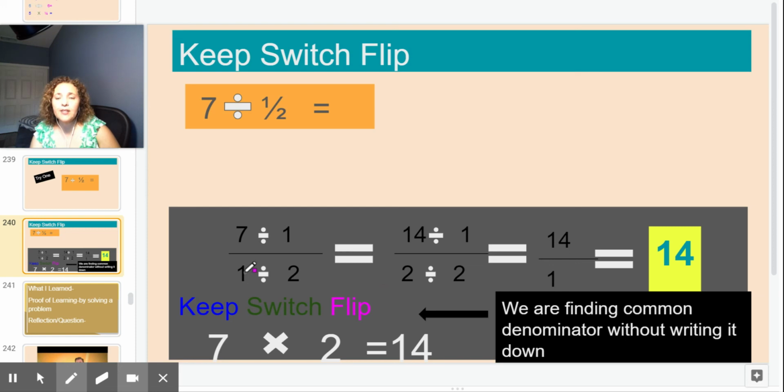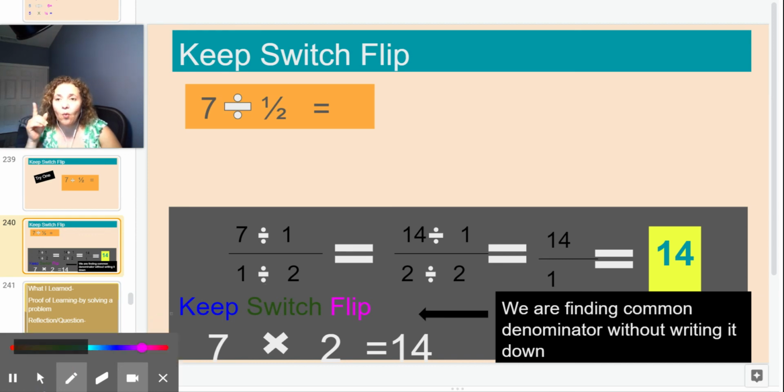2 times 1 is 2. If I multiply this by 2, I got to multiply the top by 2. 7 times 2 is 14. 14 divided by 2 is the same thing as our 7, right? Simply divide. 14 divided by 1 is 14. 2 divided by 2 is 1. 14 divided by 1 is 14. Way easier, right? Keep, switch, flip. Way easier than having to find a common denominator and do all this. But I wanted you to know the logic behind it, okay? Because you know me. I want you to know why we can do things, okay?